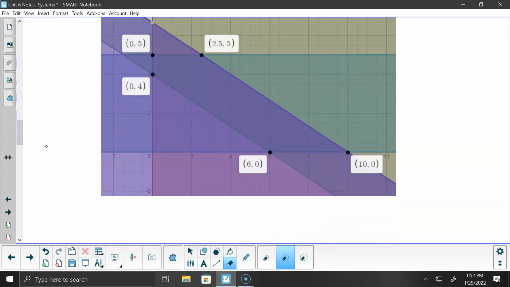If I look at this, I've got 5 points I can pick from: 0, 4; 0, 5; 2.5, 5; 6, 0; and 10, 0. Could we write those in on our table real quick? So write the x's and y's.